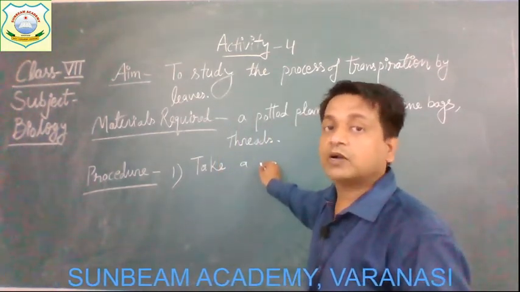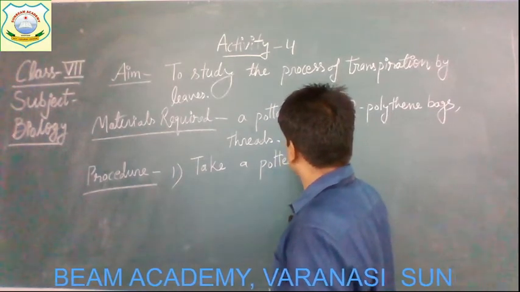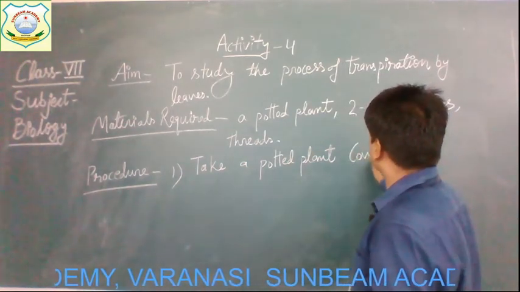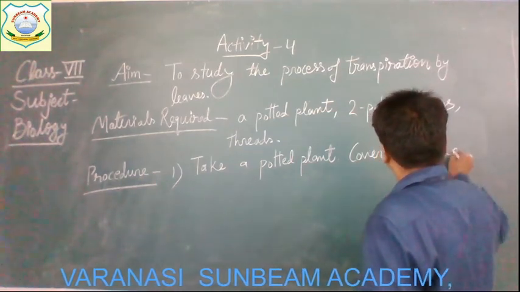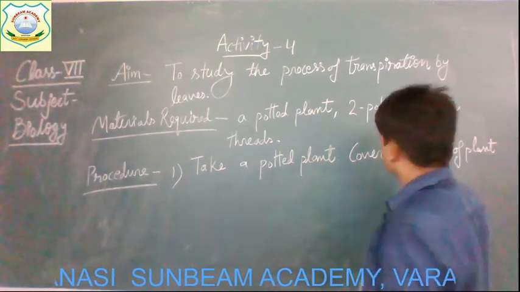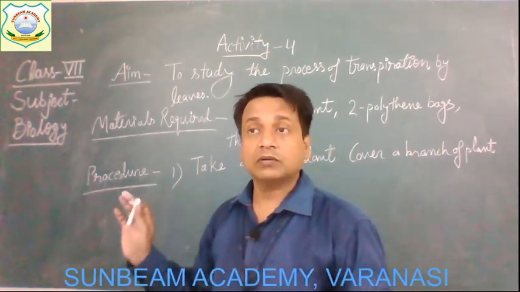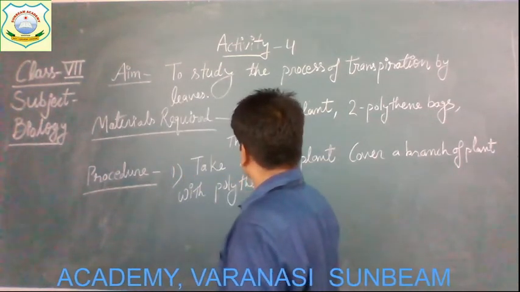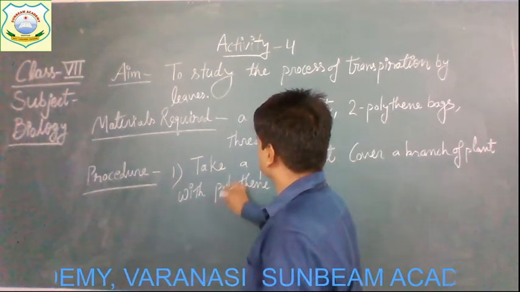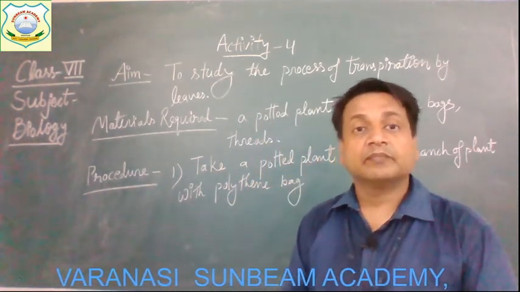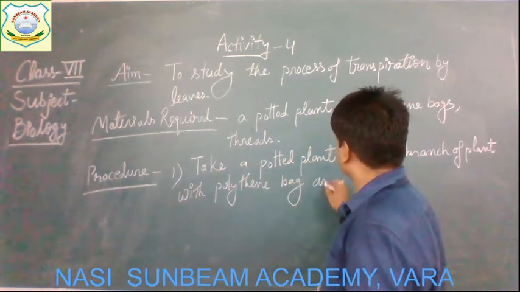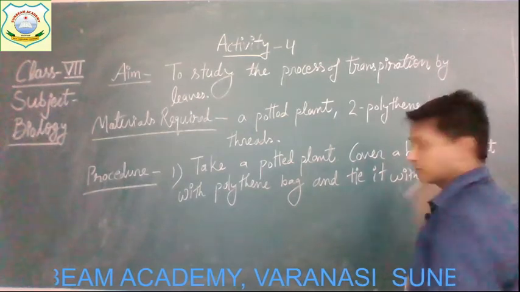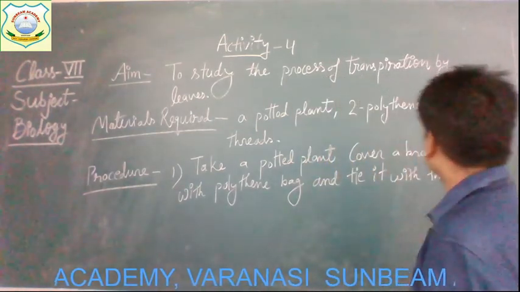So the first step is: take a potted plant, and cover a branch of the plant with a polythene bag and tie it with thread. And mark it as A.